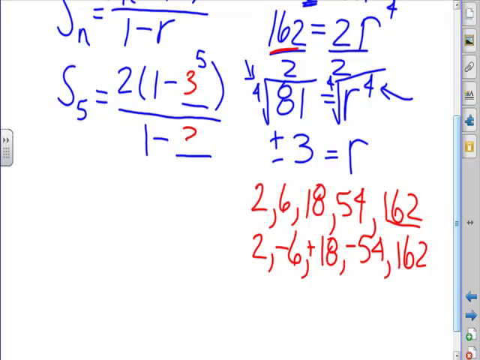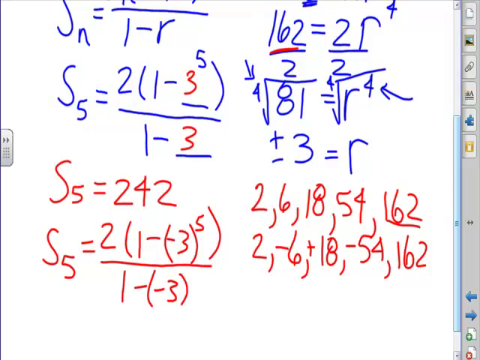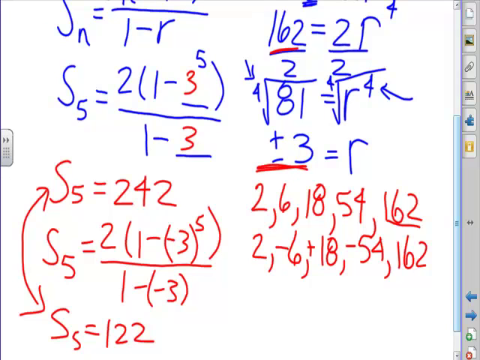So I'm going to start by putting a 3 in here. If you use your calculator to figure out 2 times 1 minus 3 to the 5th divided by negative 2, you'll find you get 242. So that's one sum. But there is actually another sum, and that is what I get when I put in 2 times 1 minus a negative 3, and be careful with your parentheses, to the 5th, all over 1 minus negative 3. If you use your calculator to check that, you will find that you get a sum of 122. So there are 2 different possibilities, because in this case there is a positive and a negative common ratio.